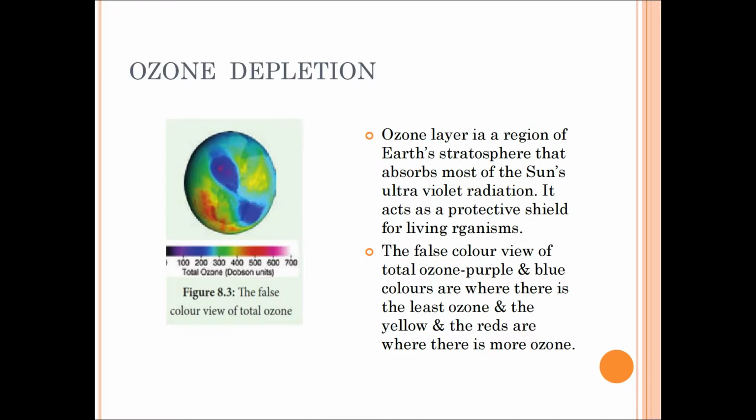The ozone layer of the troposphere is called bad ozone, and the ozone layer of the stratosphere is called good ozone, because this good ozone alone acts as a shield for absorbing the UV radiation coming from the sun, which is harmful for living organisms.